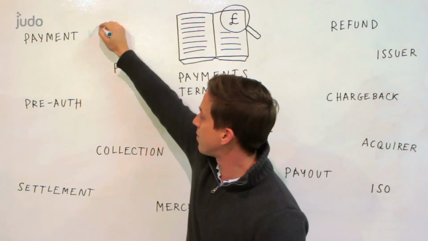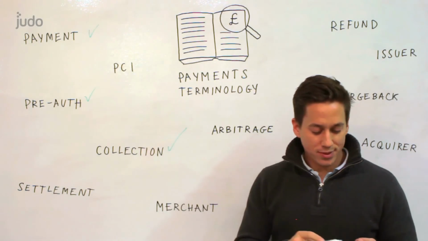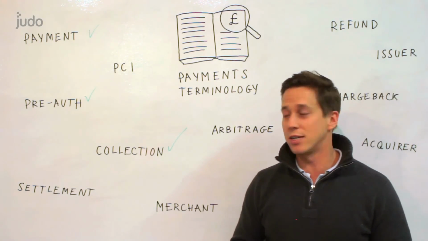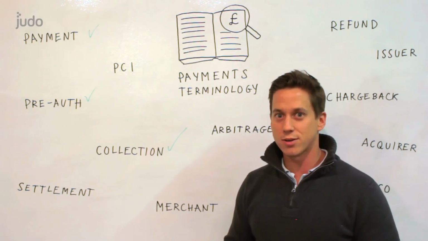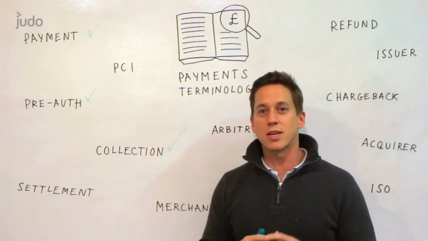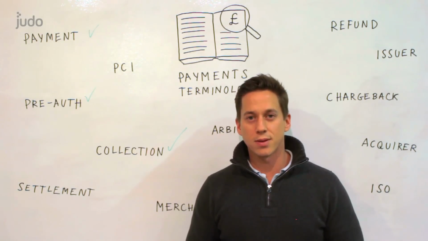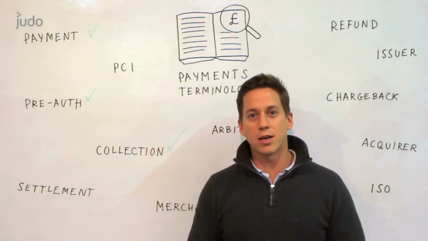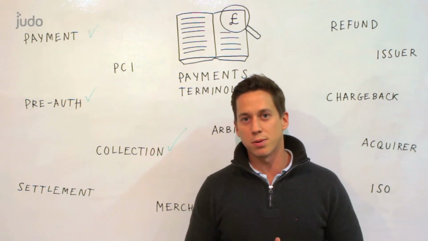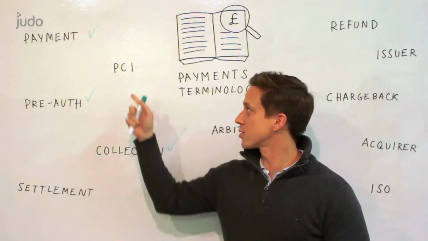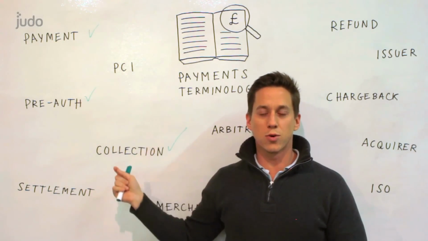So now we've talked about payment, pre-auth, and collection. Let's now talk about PCI. PCI is the Payment Card Industry, and it's usually followed by DSS, which is Data Security Standards. Essentially it's a series of rules that ensure that a cardholder's data is always safe. And any merchant who's taking card data, no matter who they're working with, always has to ensure they're PCI compliant.